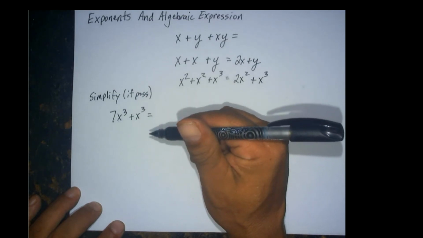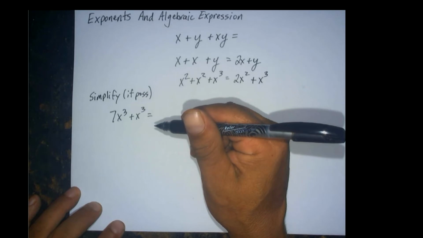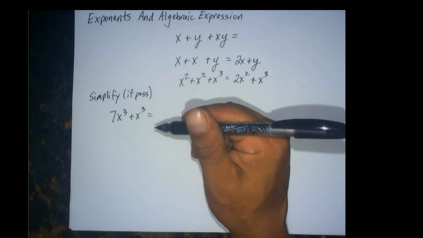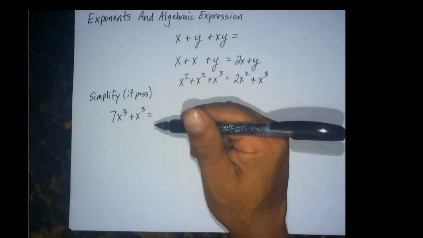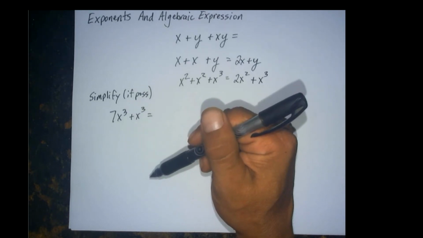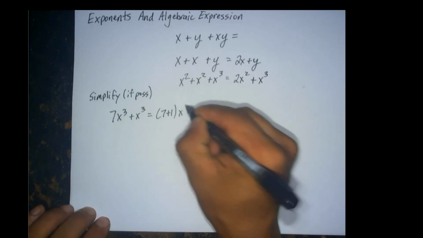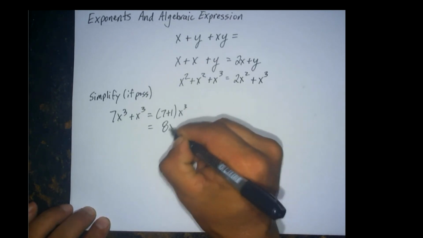What's a coefficient? The coefficient is the number in front of the variables. What if there isn't a number in front of the variable? Then it's 1. Very good. So this is 7 plus 1 x cubed, and 7 plus 1 is 8.